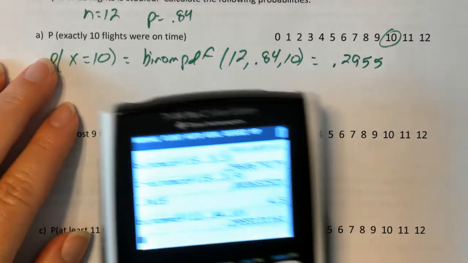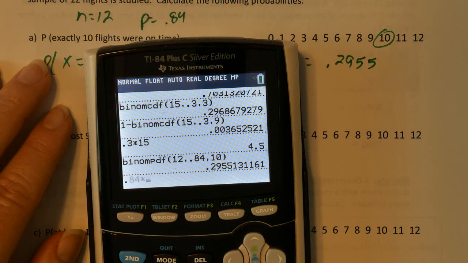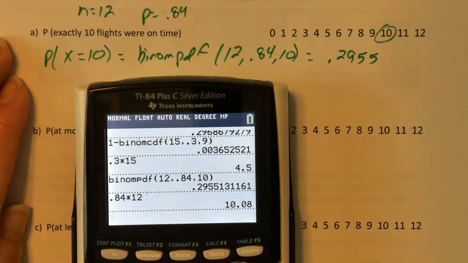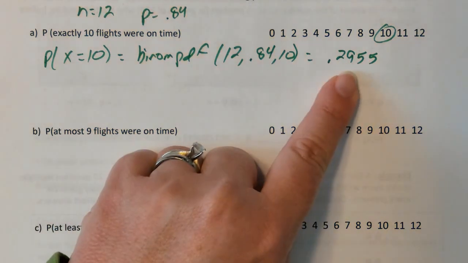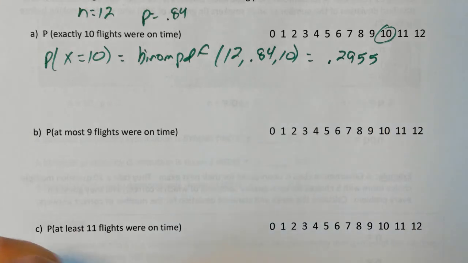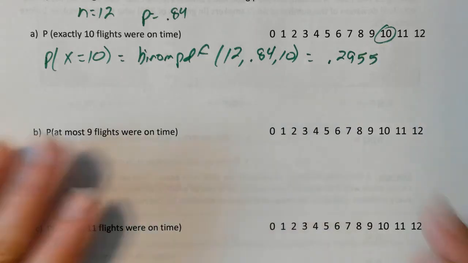By the way, how many would you expect to be on time? Well, 0.84 times 12, we would expect 10 to be on time, 10.08. That's our expected value. So yeah, that makes sense. For exactly 10, that's 30% of the time there's going to be exactly 10. Sometimes it might be a little higher, a little lower, but it ought to be around 10.